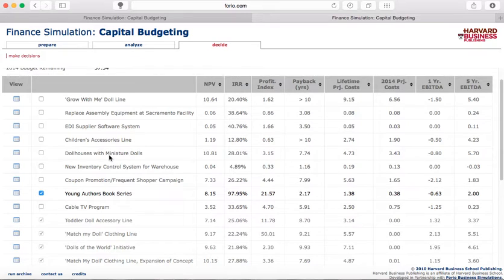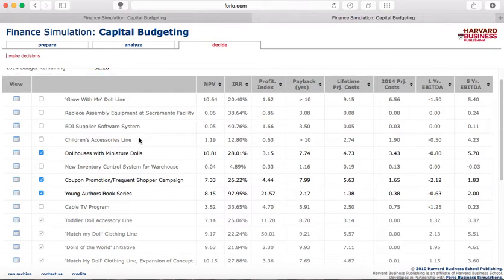So looking at the next set of numbers, a high NPV, dollhouses with miniature dolls, these numbers once again look great. The payback is a little high, but not something that we won't be able to see in the soon future. As well as frequent shopper campaign, these ones do look pretty good as well.